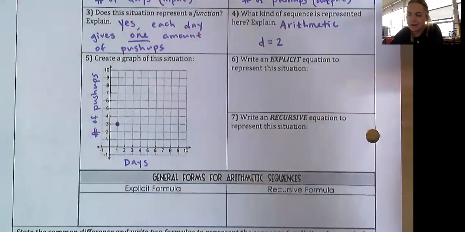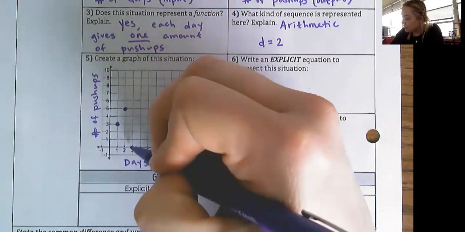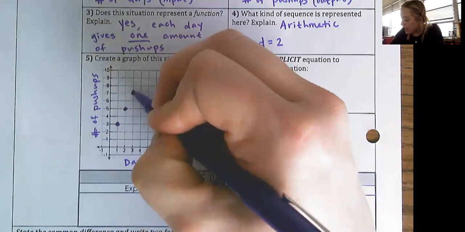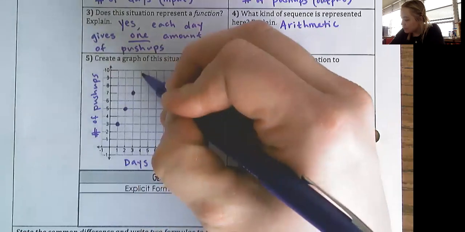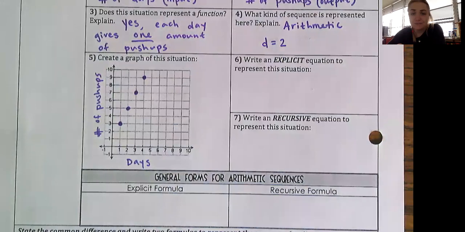Okay, so we know after 1 day, Scott did 3 push-ups. Remember, such a baller here, Scott. After 2 days, Scott did 5 push-ups. After 3 days, Scott did 7 push-ups. After 4 days, Scott did 9 push-ups. And then you're going to be super tempted to connect the dots.